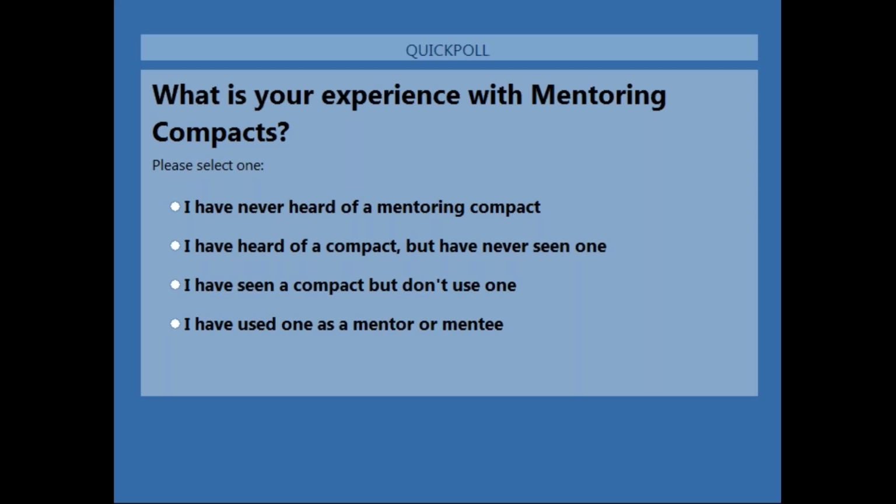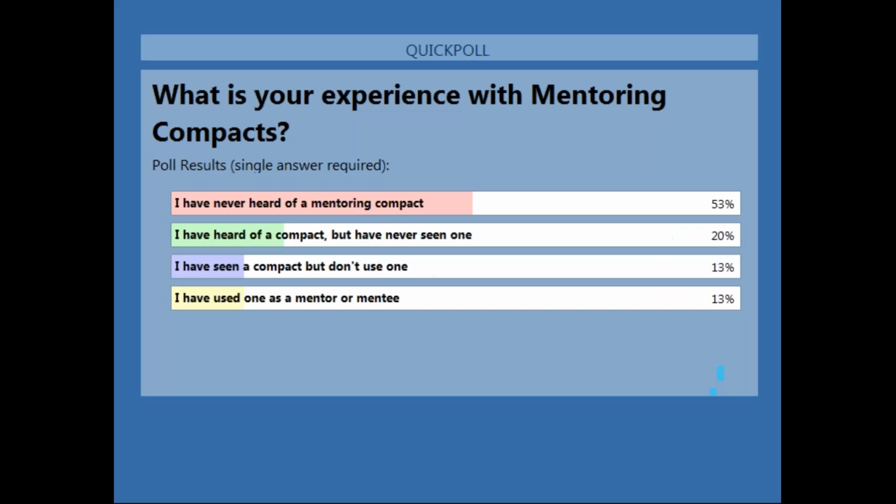Give folks another 30 seconds, maybe 20. Got about 75% voting. All right. So a large fraction have never heard of the compact. About 20% of you have heard of it but have not seen one. About 13% have seen it but haven't used it, and looks like a couple people have used one as a mentor-mentee.